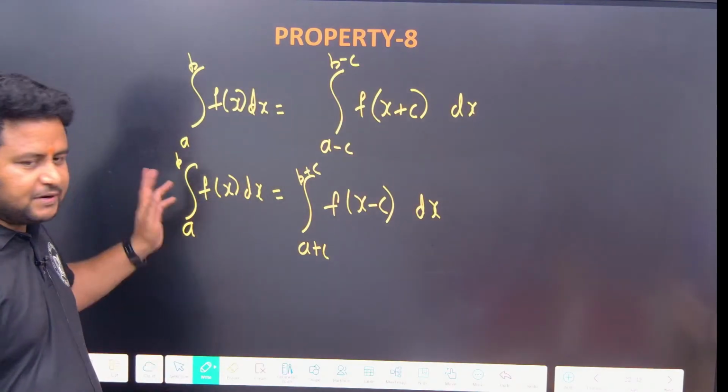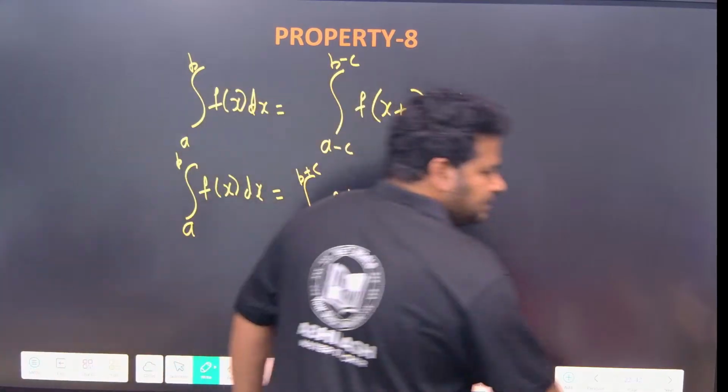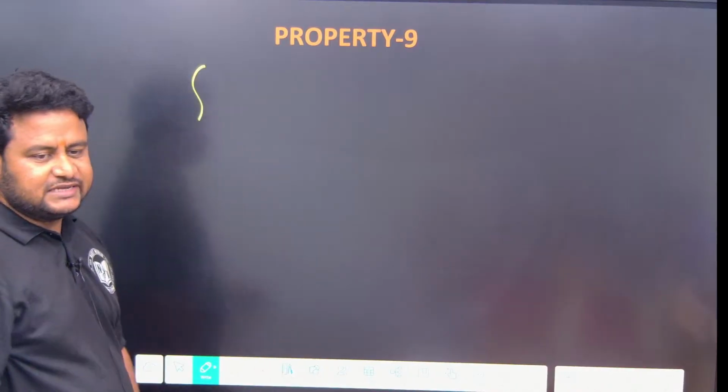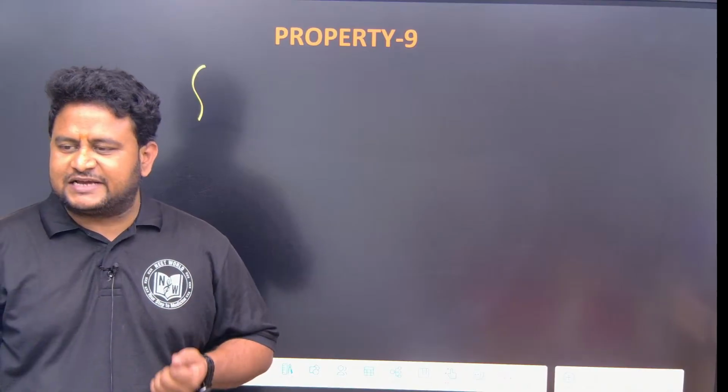Now let us go to property number 9 because it is similar to property number 8. What does it say? Property number 8 is about plus and minus, that is addition and subtraction. Here it is multiplication and division.